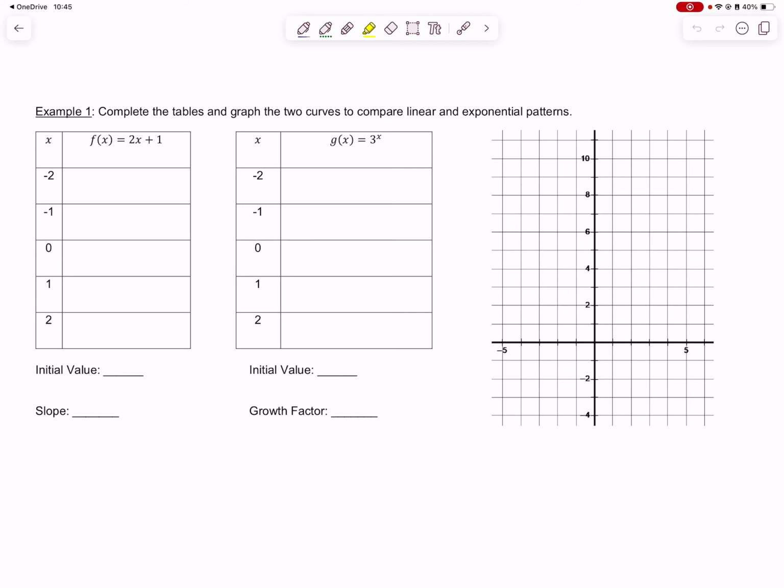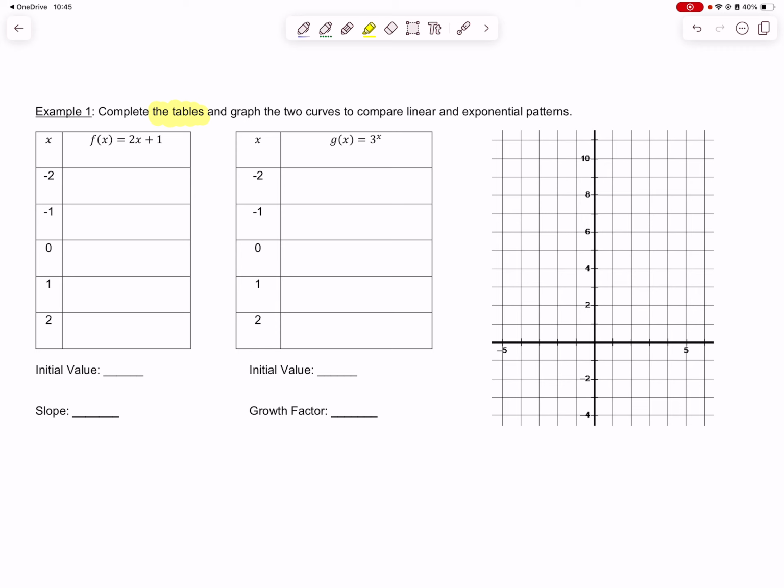In this problem, we have been given two functions, f of x and g of x, and one of them is linear, and when we graph it, we're going to see that it has a straight line, and then the other function is what we consider exponential, that it is rapidly increasing by a growth factor. So in this problem, we are going to take a look at these tables, complete them, and then graph the two functions to see how they compare.